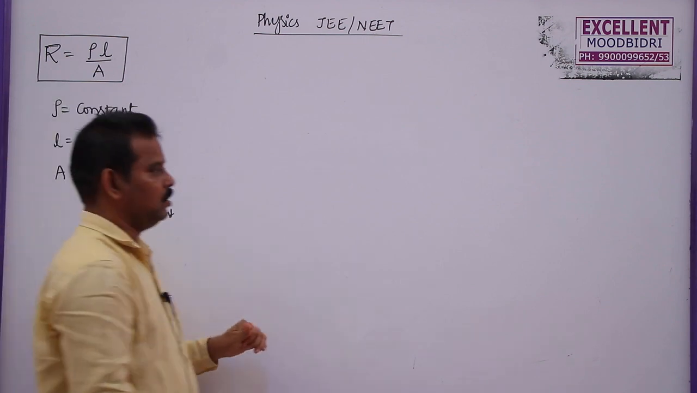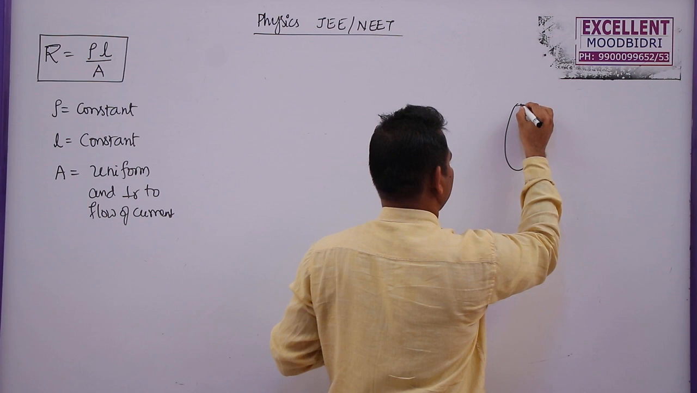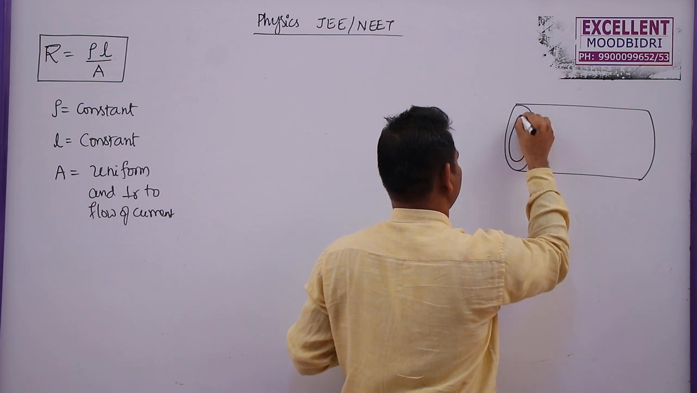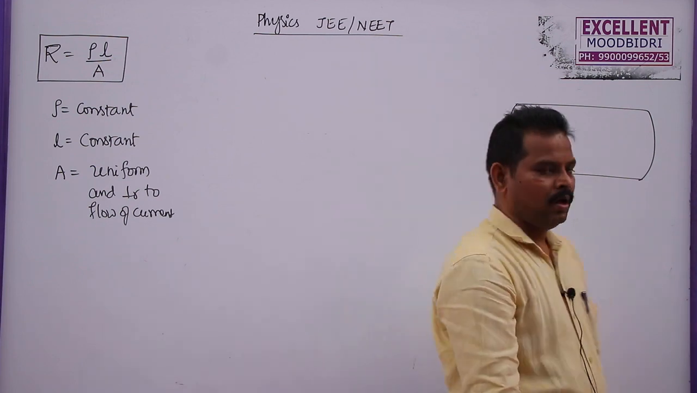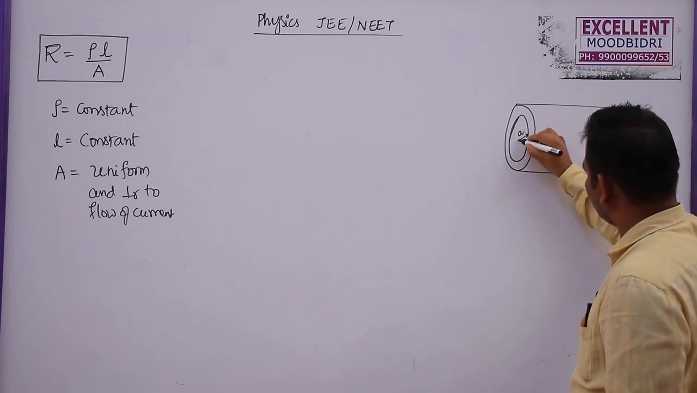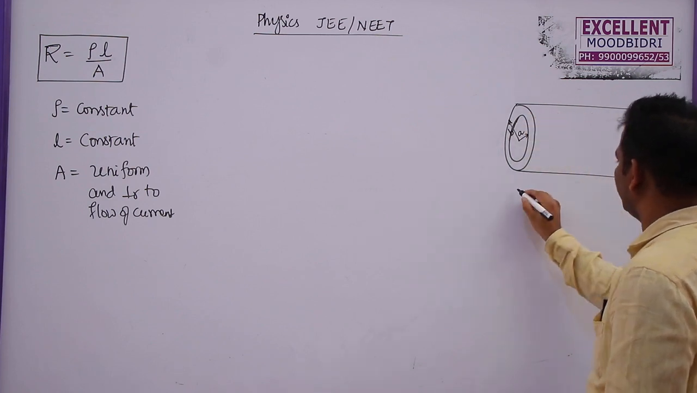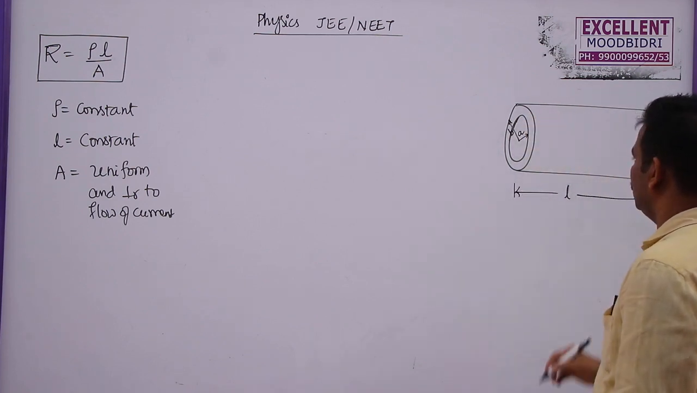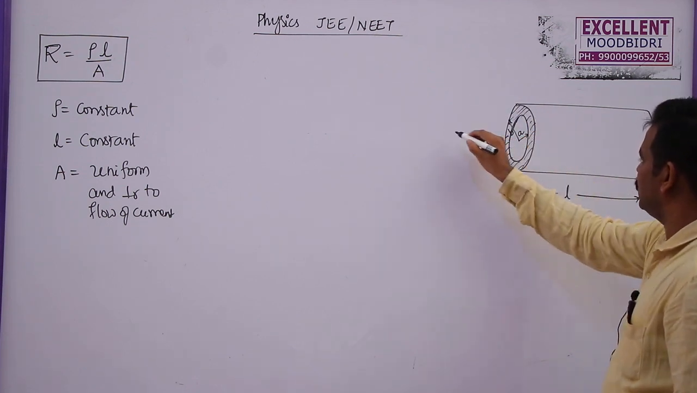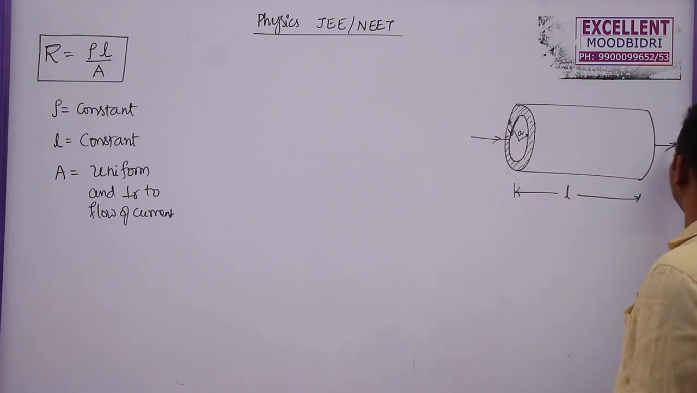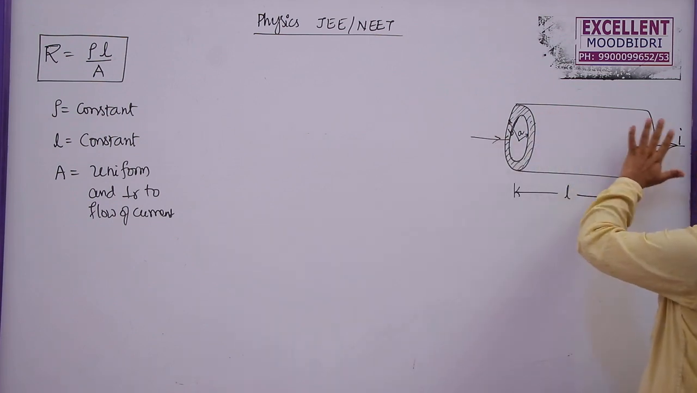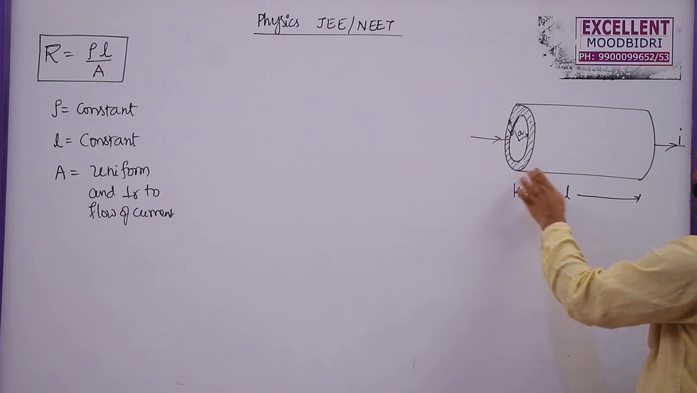Now, let me take one simple problem here. This is a cylindrical wire, a hollow cylindrical portion with internal radius A and outer radius B. Let the length of this be L. So this is the material and the current is passing through it from left to right, entering from here and leaving at this end. First of all, we need to check whether rho is constant or not. This is a single material, so rho is constant and L is constant here.